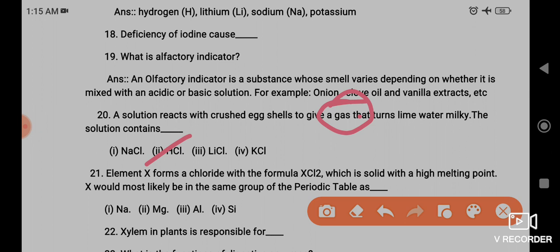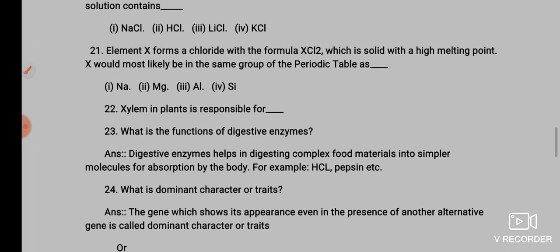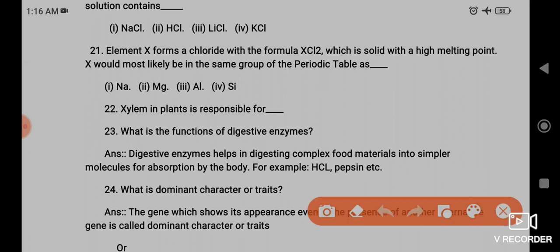Next, element X forms a chloride with formula XCl2. In class 9 you have already learned how two elements combine with the exchange of ions. So here the 2 is there.